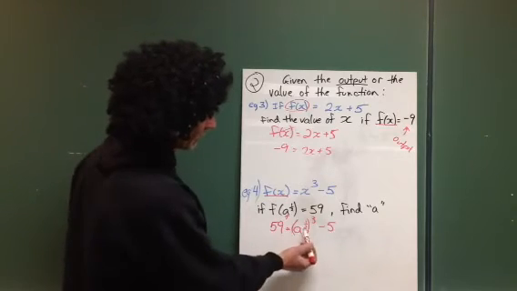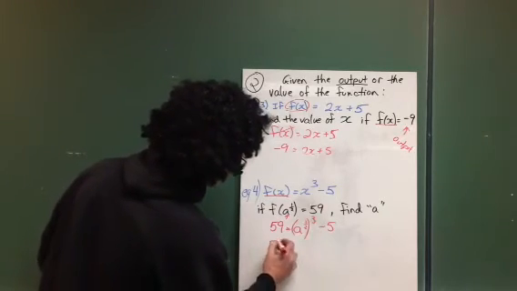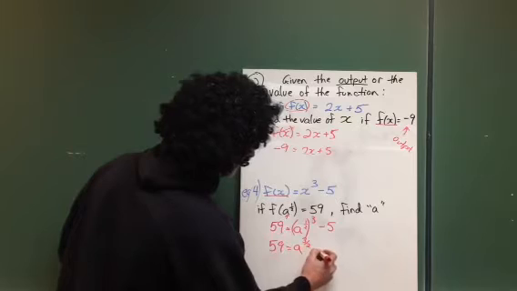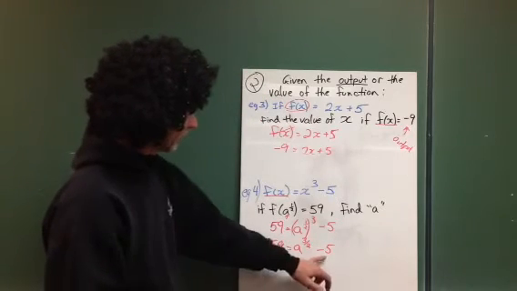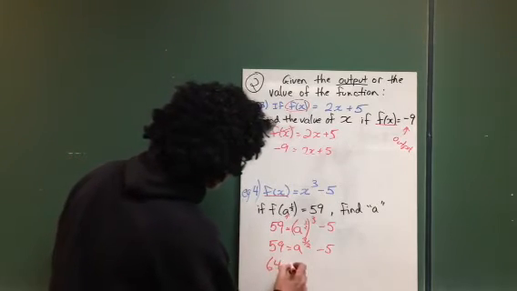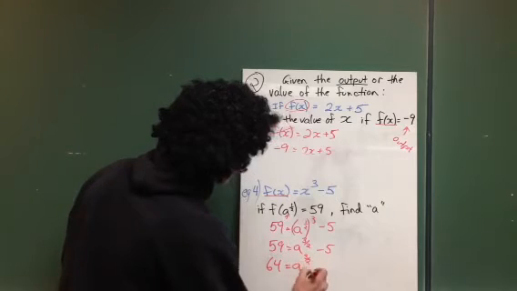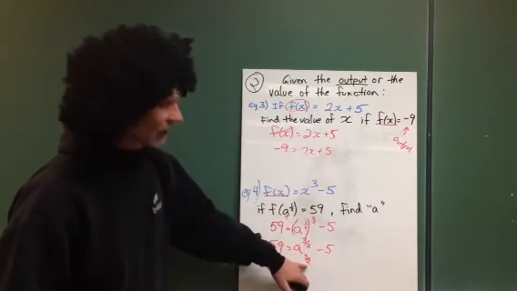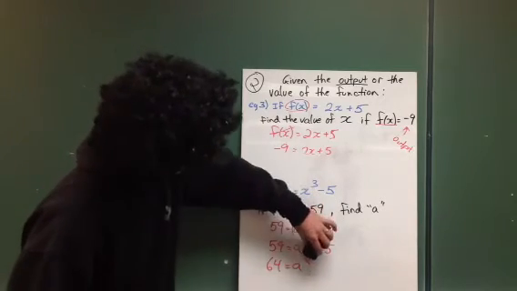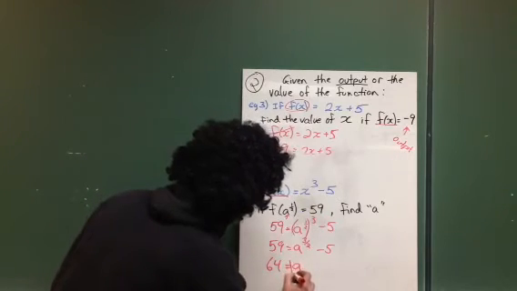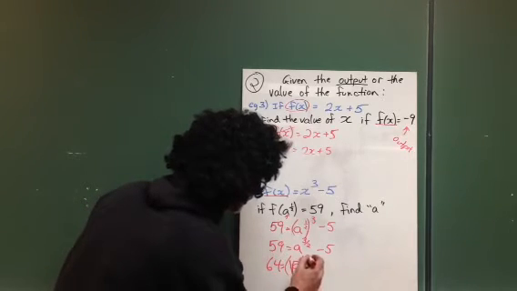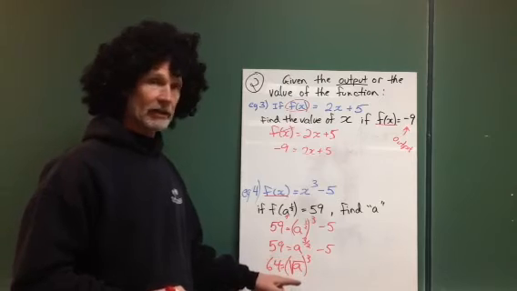Remember, when we're raising a power to an exponent, we multiply the exponents. So it's 59 equals a to the 1/2 times 3 is 3/2 minus 5. I'm going to get this over to this side. So negative 5 comes over as plus 5, so this would be 64 equals a to the 3/2. Now remember, to the 3/2, the denominator is the index of the radical. The numerator is still an exponent. So it changes to the square root of a cubed. There, that and that are exactly the same thing.